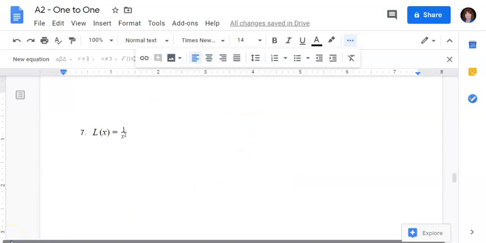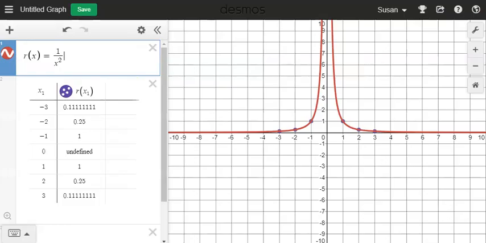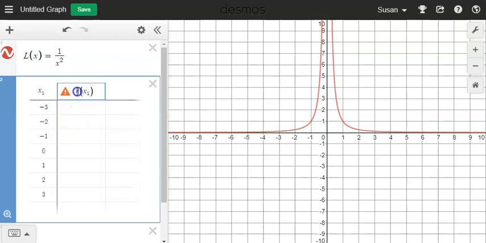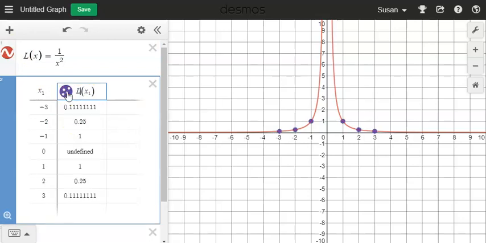Question 7, L of x is equal to 1 divided by x squared. So we have a rational function. If you go to your Desmos and type this in, this is L of x. I'm going to use L of x for the name of my function, and you'll notice that the y values are repeating. The y value at x equals -3 is matching the y value at +3. So again, repeating values. How can we restrict this?